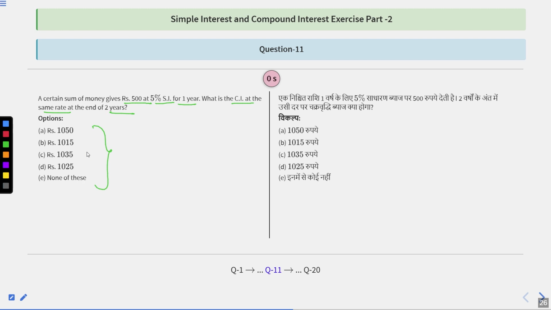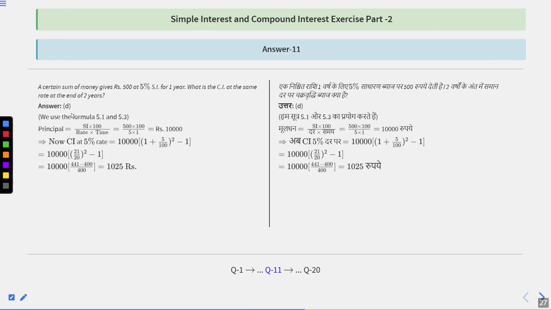Now time's up. Let's see the solution. Now, principal will be simple interest multiplying by 100 upon rate into time. We can write it because the formula of simple interest equals P into R into T upon 100. So if we calculate P, we can write it as simple interest multiplying by 100 upon R into T. So we get 10,000 rupees. Clear? Because 500 multiplying by 100 upon 5 into 1.